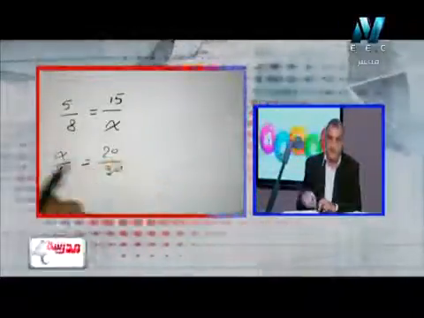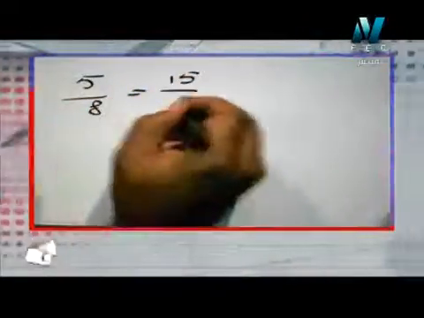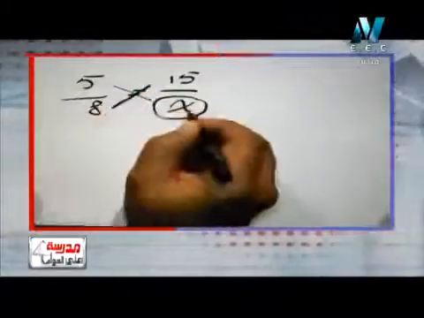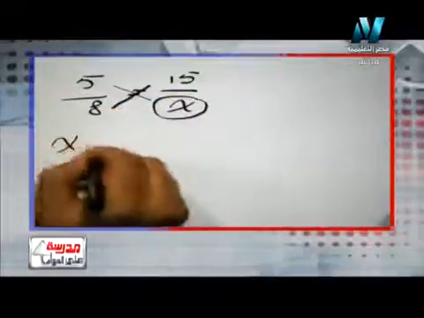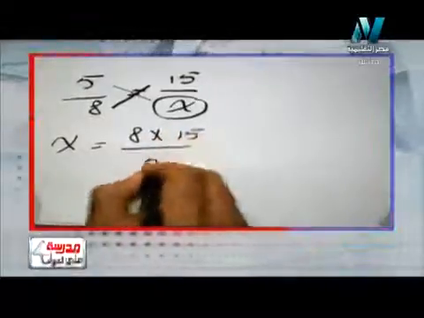In the first exercise, we have 5/8 equals 15 over x. How can we find the value of x? Just use the rule: the product of means equals the product of extremes. So 5 times x equals 8 times 15. So we can find x in an easy way: x equals 8 times 15 over 5.